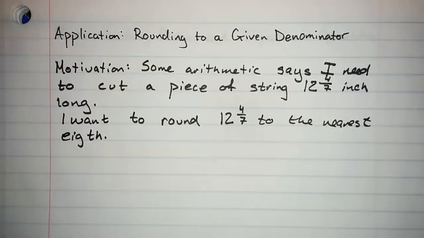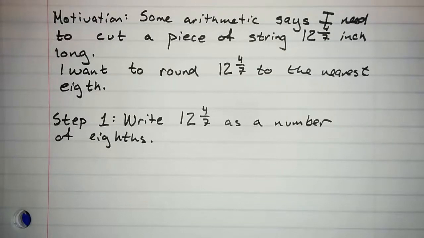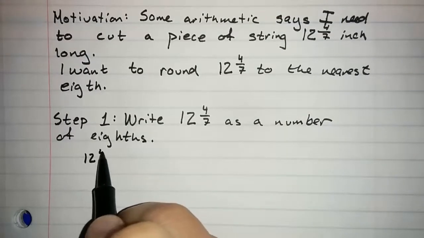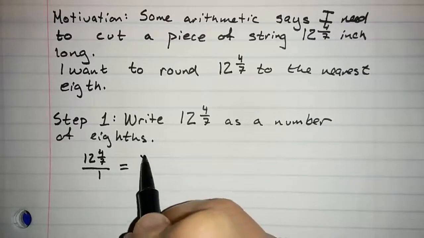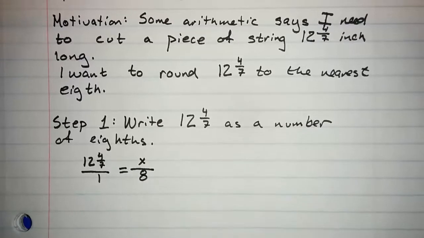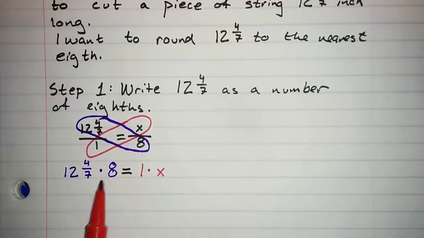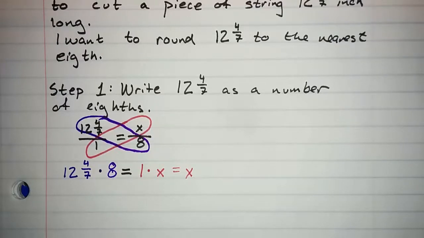So how would we go about this? Well, we know how to write 12 4/7 as a number of eighths. So I have 12 4/7 over 1 is equal to some unknown number of eighths. So 12 4/7 times 8 is going to be 1 times my x. And again, multiplying by 1 doesn't do anything. So that's just my x. Minor disadvantage, I have to multiply 12 4/7 times 8.